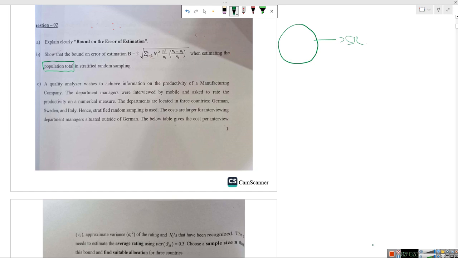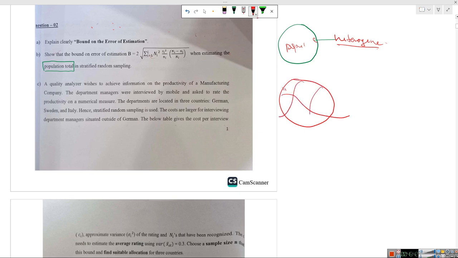Now if this population is heterogeneous, let me just explain what stratified random sampling is. Now this is the population, and it is heterogeneous. Heterogeneous means, for example, you might have studied homogeneous solutions and heterogeneous solutions in chemistry. Heterogeneous means not the same, having different features. Now this heterogeneous population should be divided into homogeneous strata.